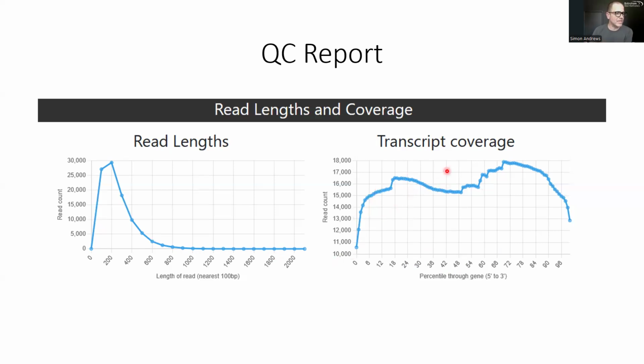And we can also see the transcript coverage. So if you're concerned about having a 5' or a 3' bias in your library, this will show you the percentile through the gene on here and what proportion of the gene is covered by transcripts that are aligned. So we expect to see a bit of a drop off right at the start and right at the ends where the degradation happens, but you'll also see if you get a strong bias to one end or the other.